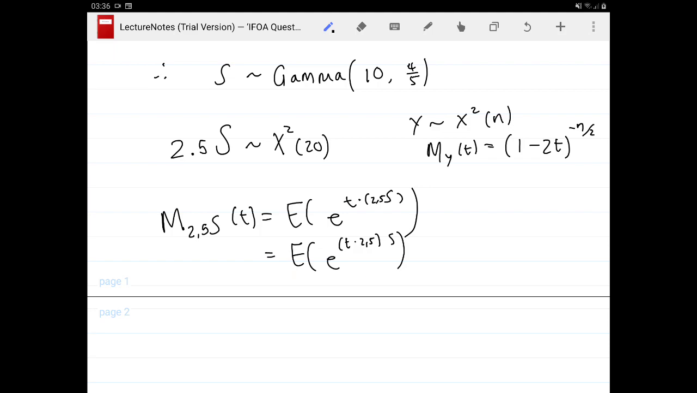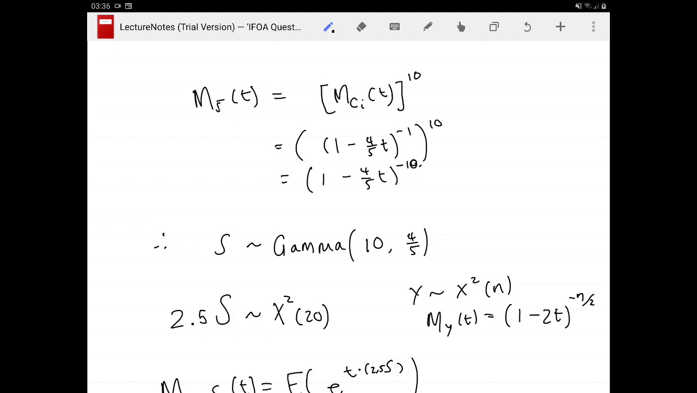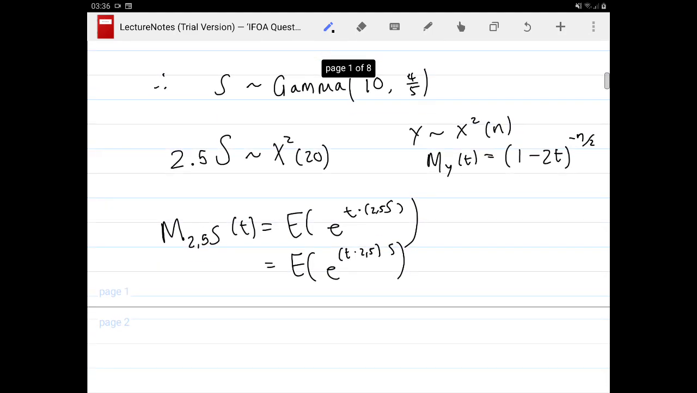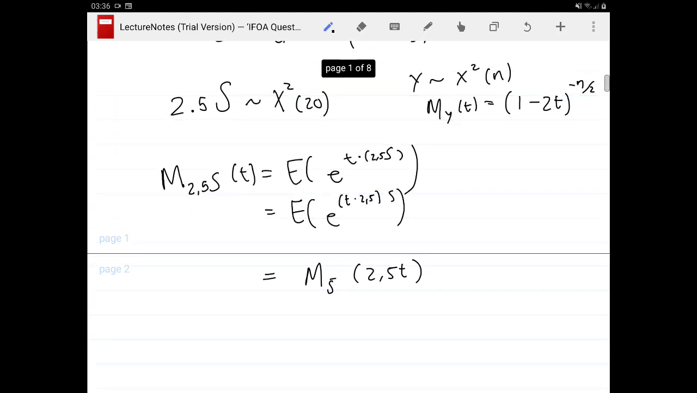Now when you look at this, the moment generating function of S has a dummy variable t. We can plug in anything for t, and specifically in this case we're plugging in t times 2.5. So this is the same as the MGF of S evaluated at 2.5t. This is true for any MGF: whenever you multiply a random variable by a constant, the MGF is equal to the MGF of the original random variable evaluated at that constant multiplied by t.